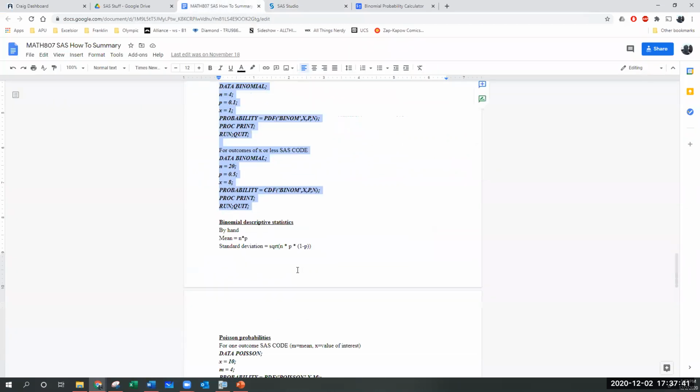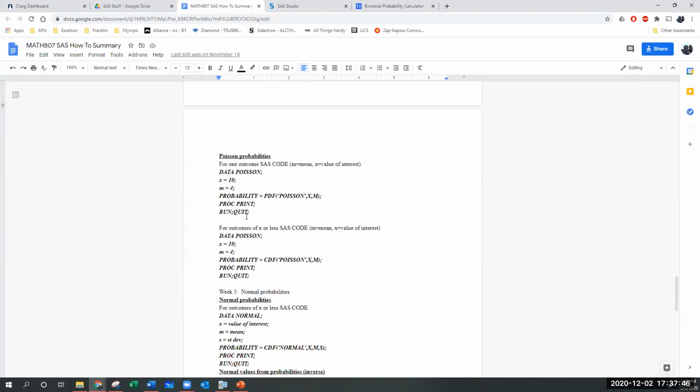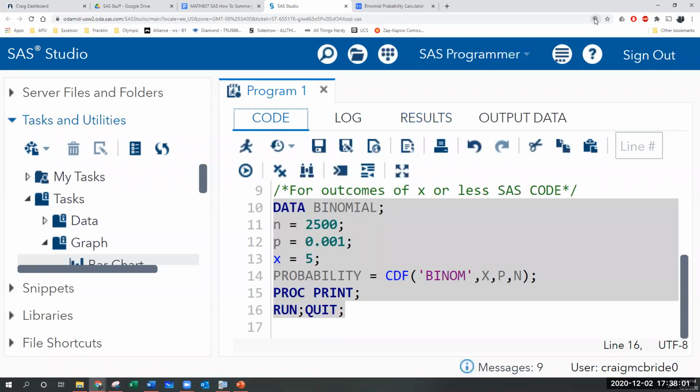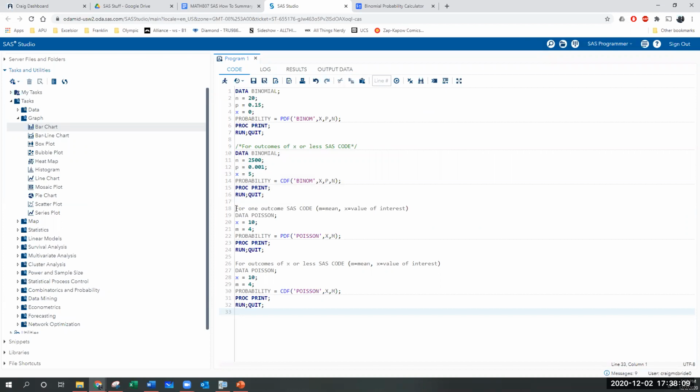And if we scroll down, we'll see that we have the Poisson code, right? So if we highlight this stuff, and go put it into our code window so we can run it as well. Make this smaller so I can see what I'm doing. And again, because of this text, you have to put the little things around the text so it just thinks of it as text.